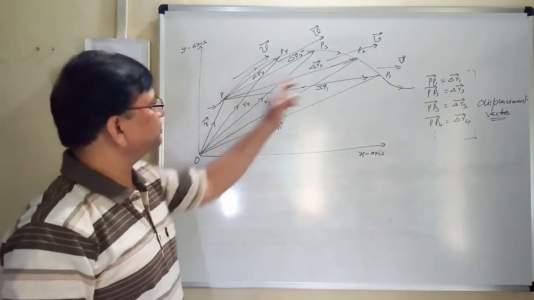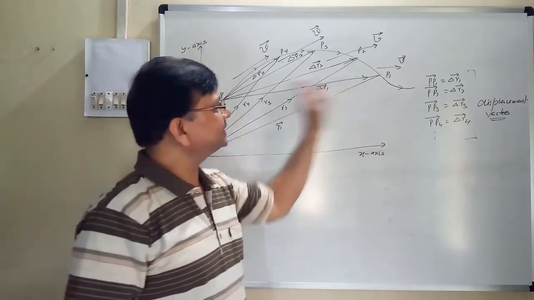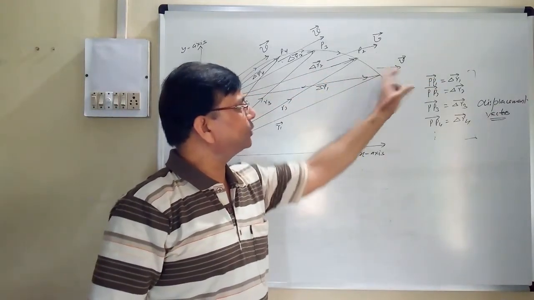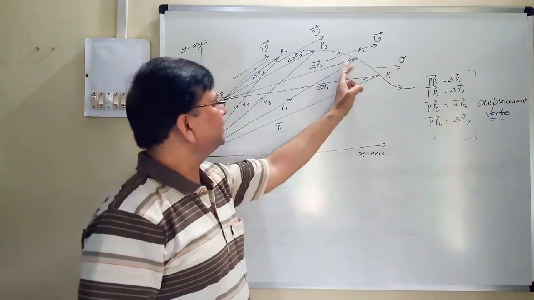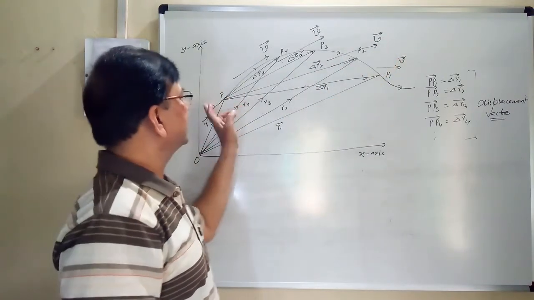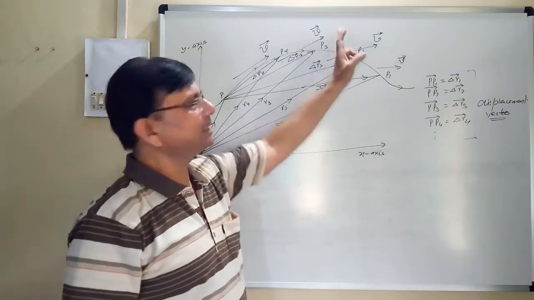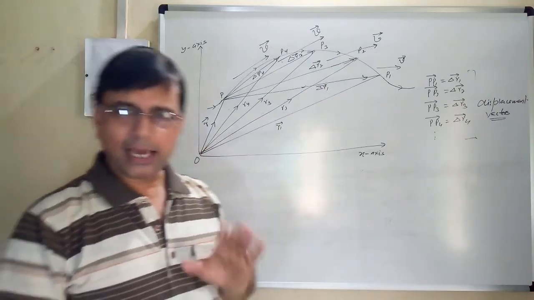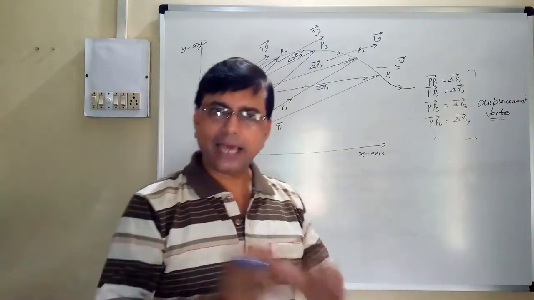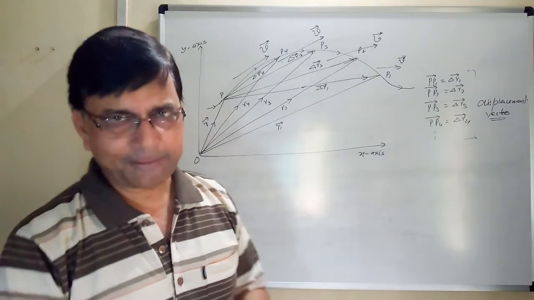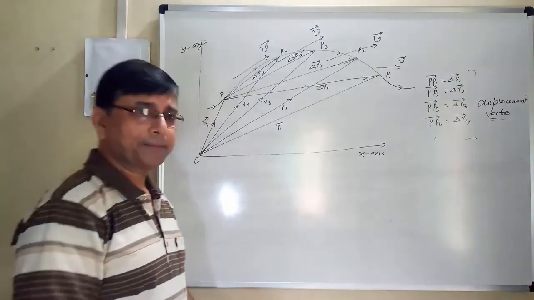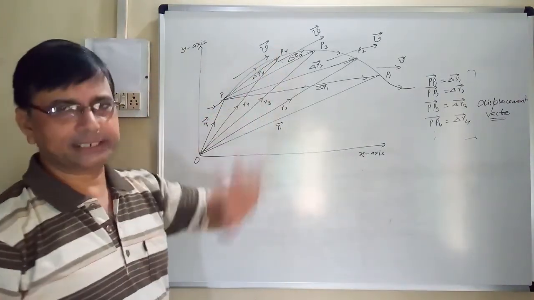For different displacements. Displacement is this. So velocity vector is parallel to this. This is the displacement. This is the direction of velocity. This is displacement. This is the direction of velocity. As the position changes, direction of displacement is changing, and accordingly, direction of velocity is changing.